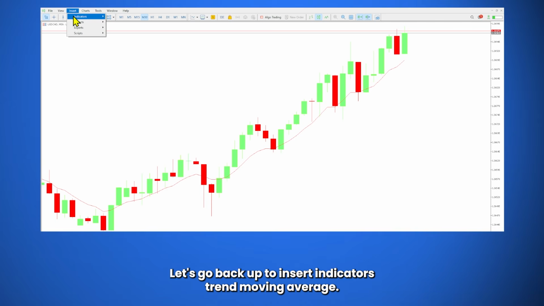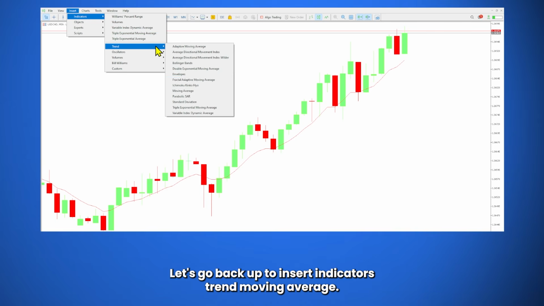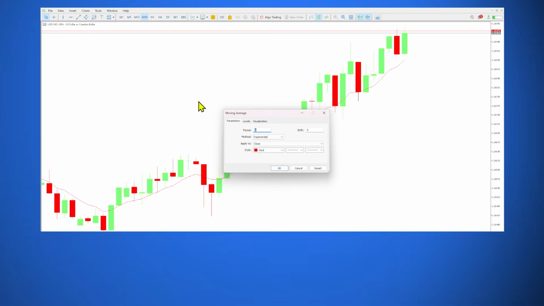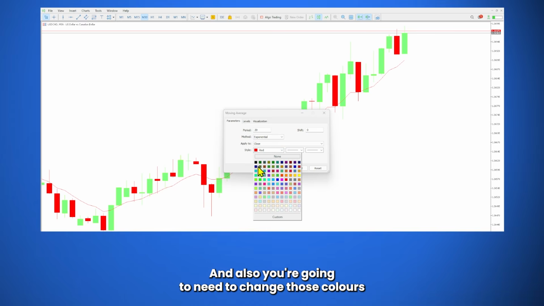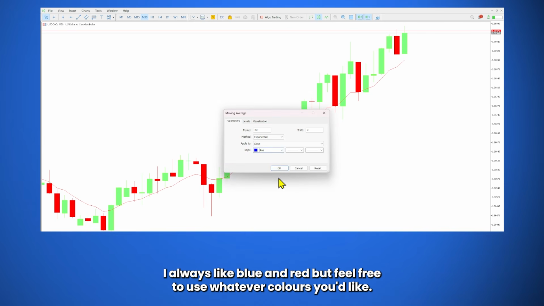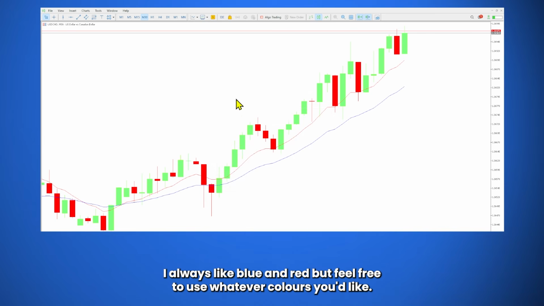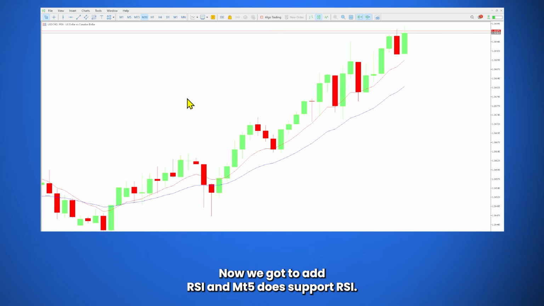Let's go back up to Insert, Indicators, Trend, Moving Average. All right, now we adjust the periodicity to 20. You're on Exponential, and also you're going to need to change those colors. I always like blue and red, but feel free to use whatever colors you'd like. So there's your 9/20. Now, we've got to add RSI, and MT5 does support RSI.